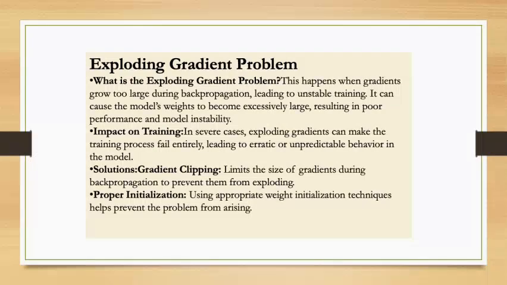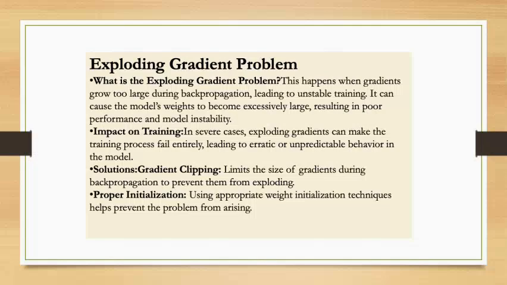Here is an example for exploding gradients. Suppose we are training an RNN for a sequence prediction task. If a particular weight's gradient becomes extremely large, it may cause the model to update the weight drastically, making subsequent predictions widely inaccurate. This can prevent the model from learning or cause it to diverge. So now come to the solutions. We can use gradient clipping. The most common solution is to clip gradients to a predefined threshold. This prevents them from exceeding a certain magnitude.